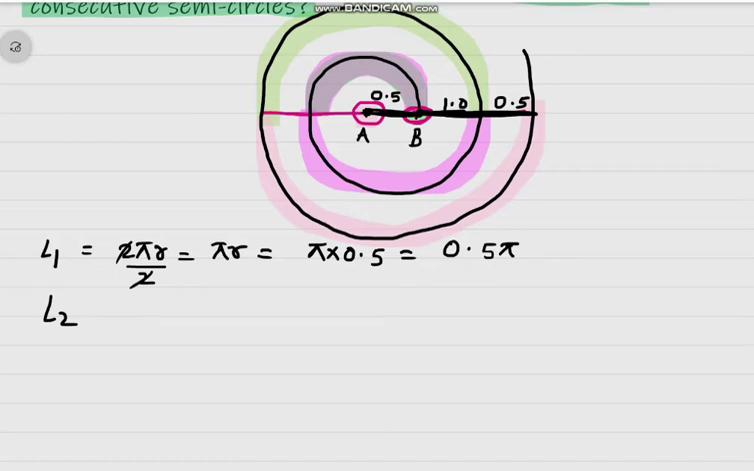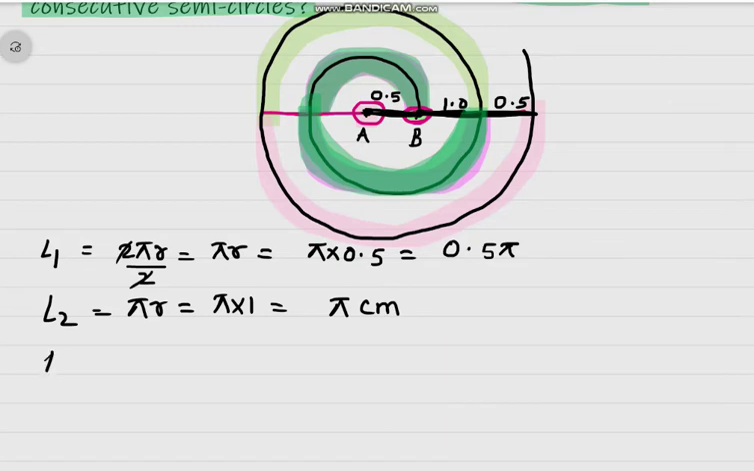What is your second semicircle? If you see properly, you will come to know your second semicircle is this one, continuous. See, first, then second. So for this semicircle, your L2 will be again pi r, and this time your r is 1 centimeter. So pi into 1, that is pi centimeter.